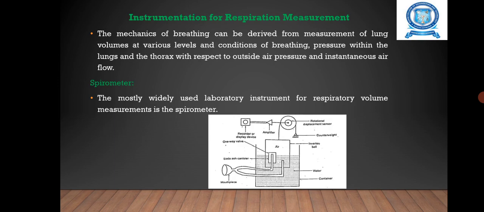Here the first method is the spirometer. The most widely used laboratory instrument for respiratory volume measurements is the spirometer. It is mostly possible to determine all lung volumes and capacities by measuring the amount of gas inspired or expired. Here we also have vital capacities. Forced expiratory volumes can be performed on a spirometer. The figure shows the spirometer.